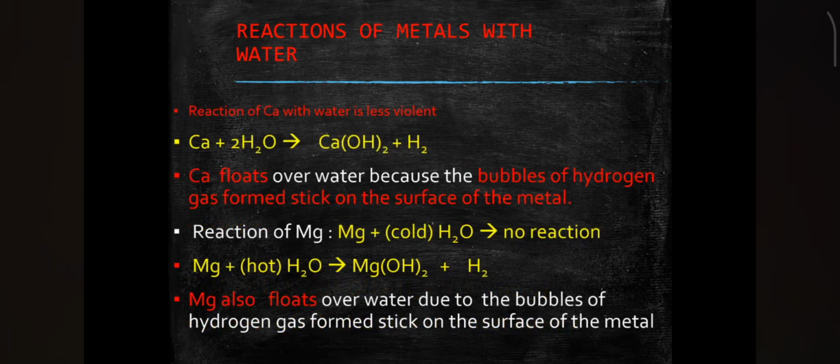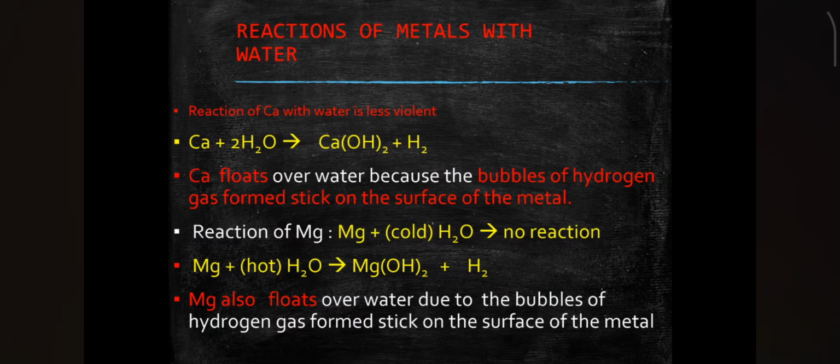Next example is the reaction of calcium with water. It is less violent. The heat evolved is not sufficient for the hydrogen to catch fire. When calcium reacts with water, it gives calcium hydroxide and hydrogen gas. Calcium floats over water because the bubbles of hydrogen gas formed stick on the surface of the metal.